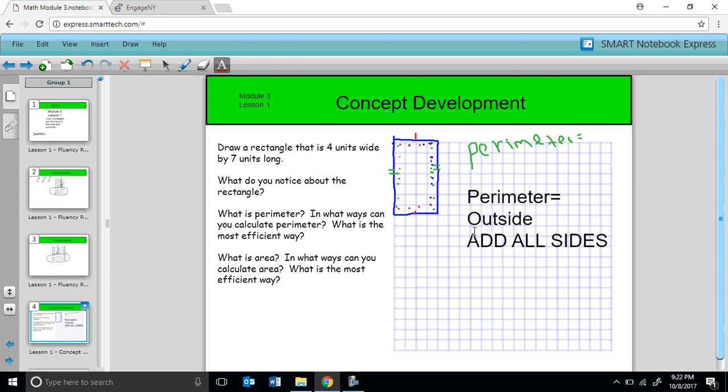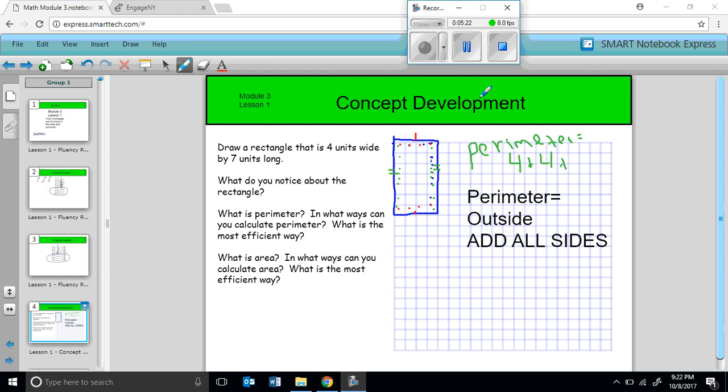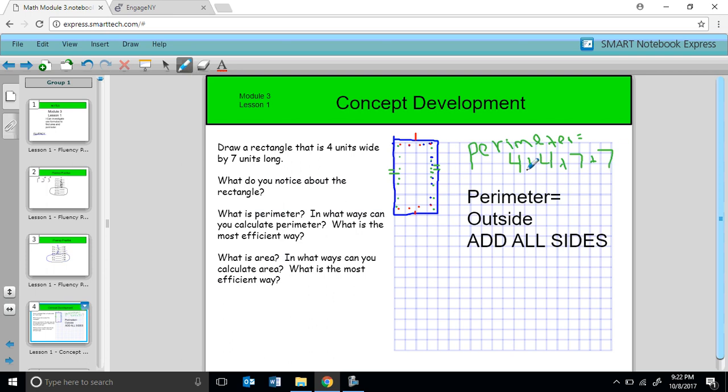All right. So to do this, I want to do 4 plus 4 because I know it's a rectangle. I had 2 of those. And then I'm going to add the 7 that's over here and the 7 that's over here. And when I do that, I'm going to go ahead and shorten it. I know I have 8 plus 14, which then gives me 22. My perimeter is 22.